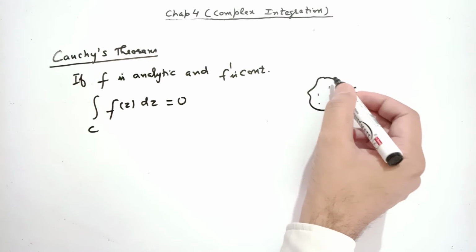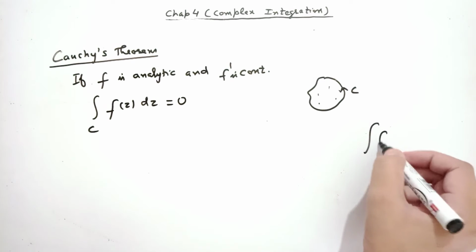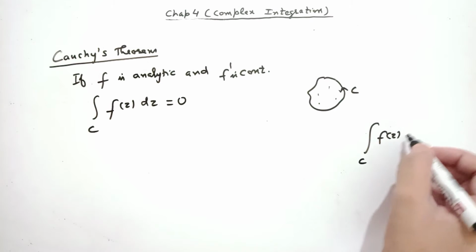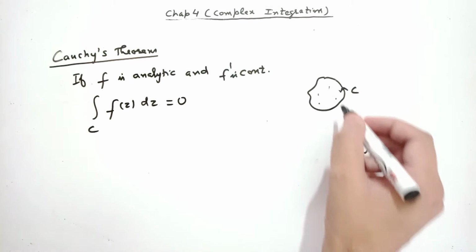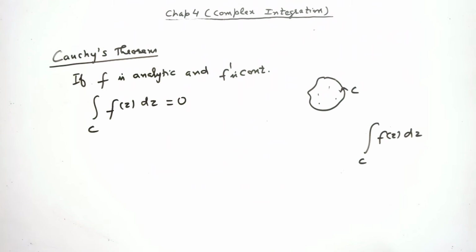The natural, or you can say conventional, orientation of C is counterclockwise. If you change this to the opposite, then it gets multiplied by minus. Okay, you should know this, as it happens in reals. Alright, so Cauchy theorem you understood. We will not do its proof.